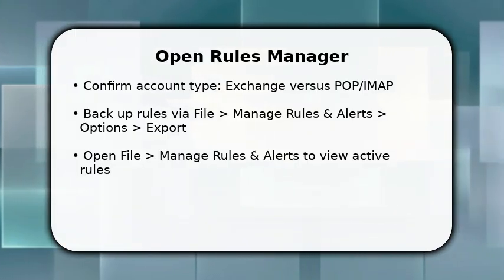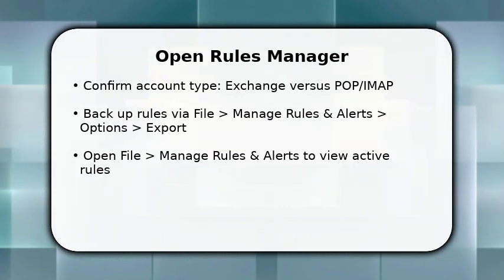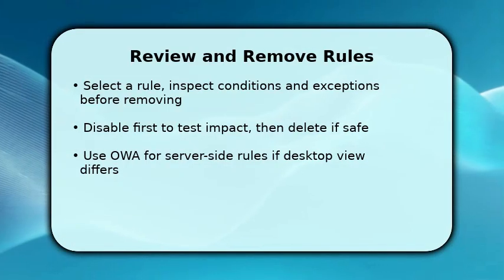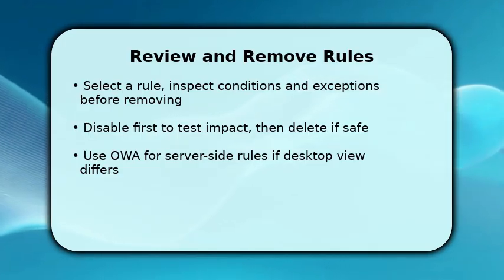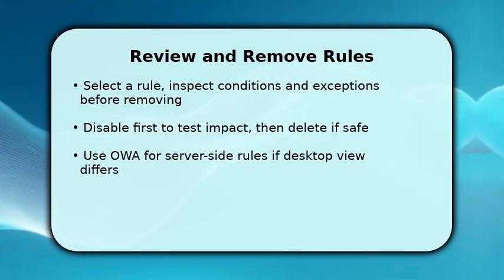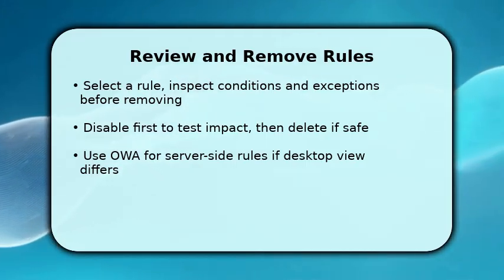Make sure Outlook is online and not running in safe mode, so you see all server-synced rules. You'll now review rules one by one. Select a rule and inspect its conditions, exceptions, and assigned folders so you understand the why behind its behavior. Once inspected, disable the rule first to observe how mail flow changes. If everything looks correct after a day, delete the rule to remove it permanently.